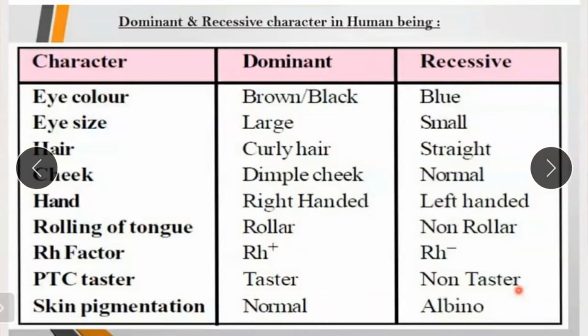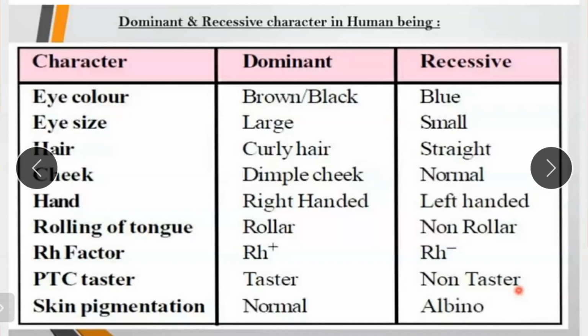Curly hair is a dominant, and straight hair is a recessive. What about the cheeks? Dimpled cheek is a dominant, and normal is a recessive. What about the hand? Most human beings are right-handed, and we rarely see left-handed people. So left-handedness is a recessive character.